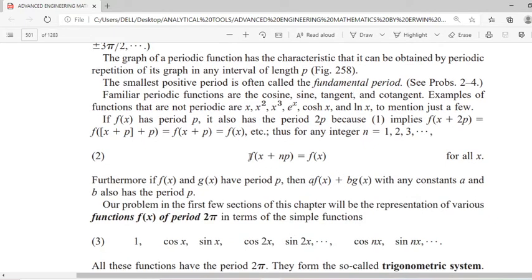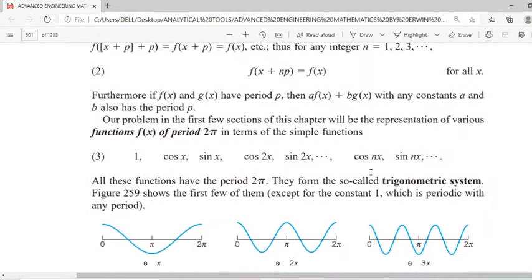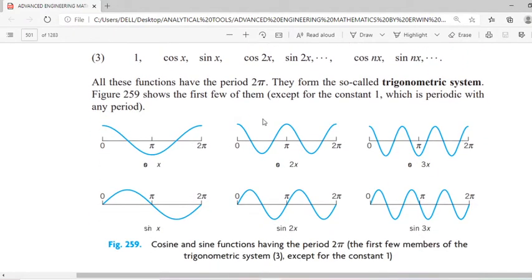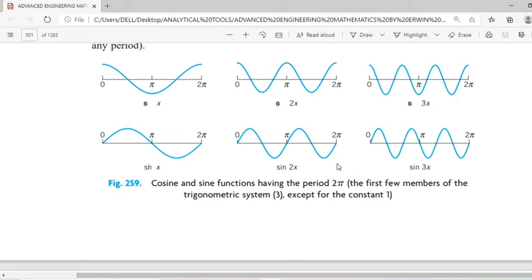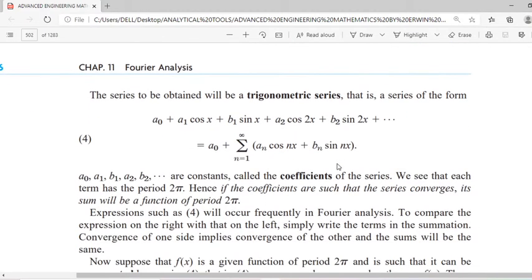We are representing f of x plus np is equal to f of x for all x, where p is the period and n is equal to 1, 2, 3, etc. The examples given here are sin x, cos x, cos 2x, sin 2x, cos nx, sin nx, etc. These are examples of periodic functions. So we are considering only periodic functions for the Fourier analysis. So what is the idea of Fourier series?